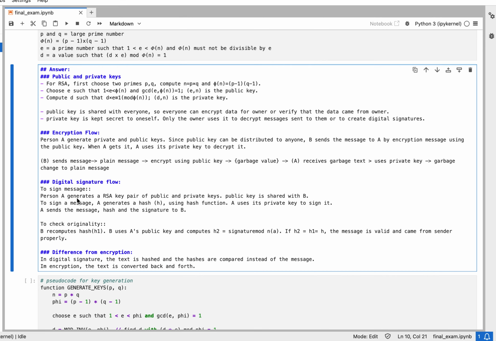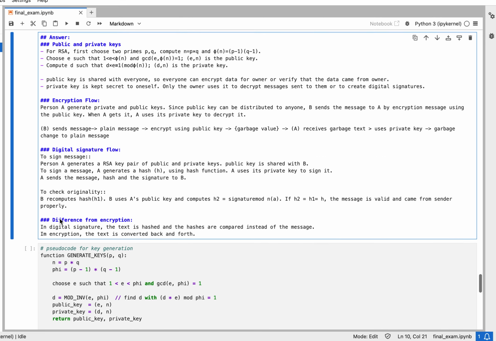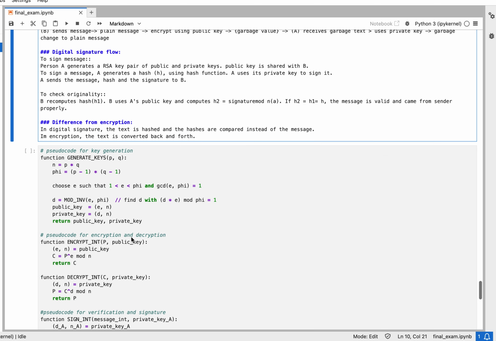So as I already mentioned, the difference is that in encryption the text is converted back and forth from normal to garbage and garbage to normal. In the process of digital signature, the text is hashed and the hashes are compared instead of the message. So in this way, these things work. Let's go over the pseudocode for key generation.